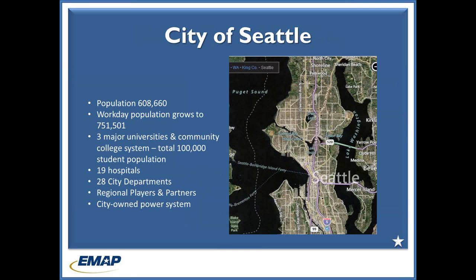Some details on the City of Seattle. We're over 600,000 for population, and with workday population we've got over 750,000. There are 3 major universities in our community. We have 19 hospitals, and they all are within the City of Seattle. We're a pretty large city with a number of departments. We have our own city power here, so City Light operates our utilities for electrical and serves not only the population for the City of Seattle, but also a couple of the jurisdictions to the north and the south of us.